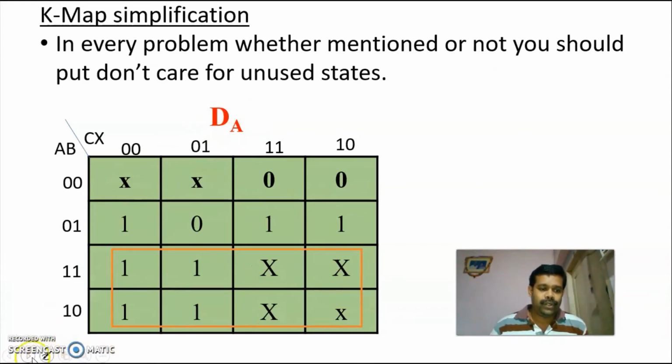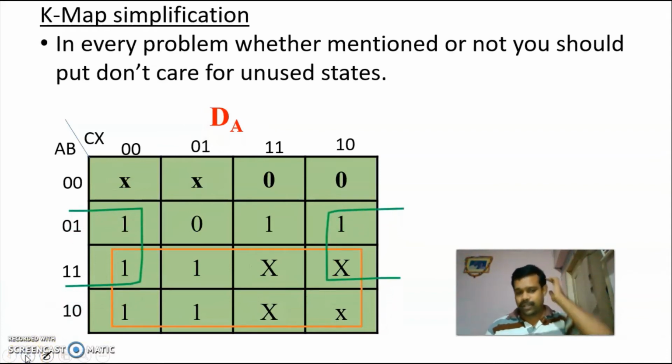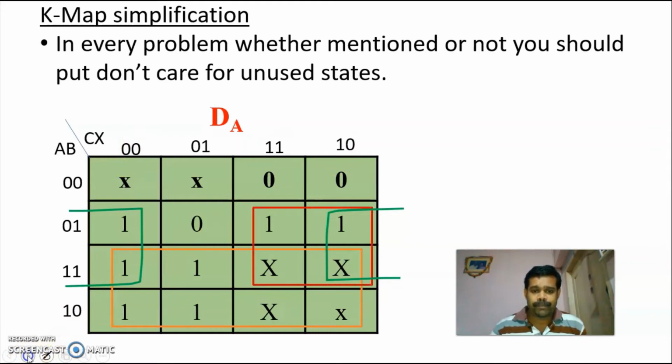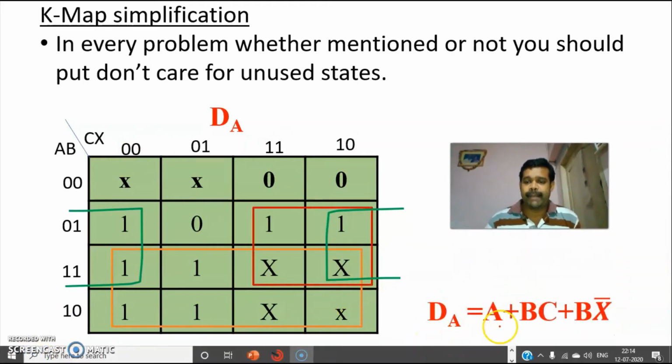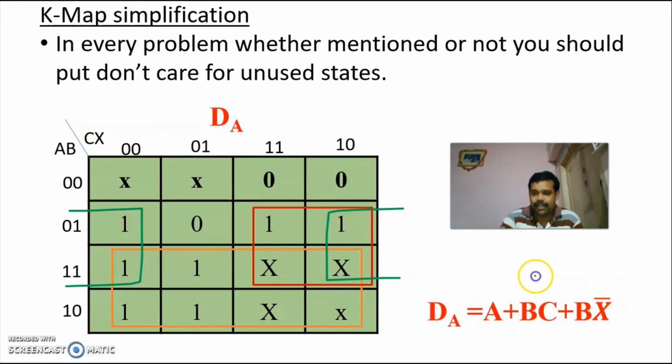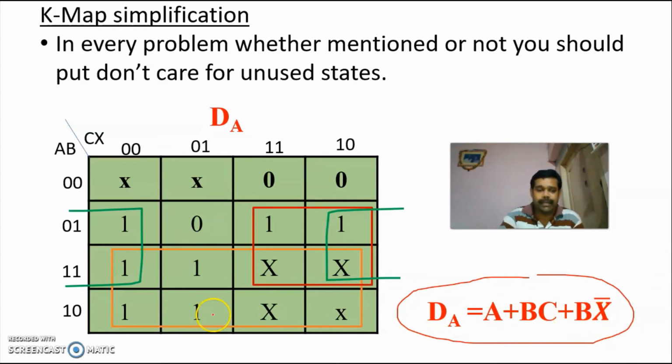Then you go for grouping. So here you are having 1 octet and 1 quad. So the expression is, for this one it is A, for this one it is B X bar. So while grouping you will be getting the expression of DA is equal to A plus BC plus BX bar.